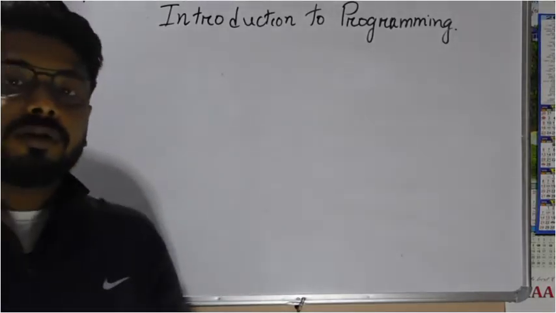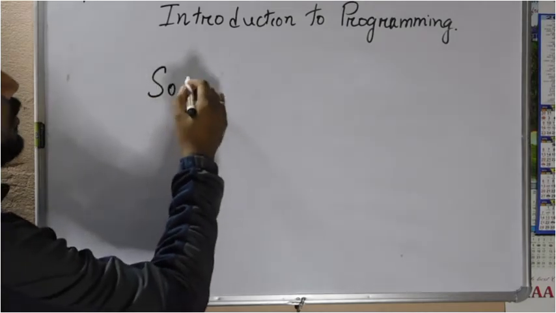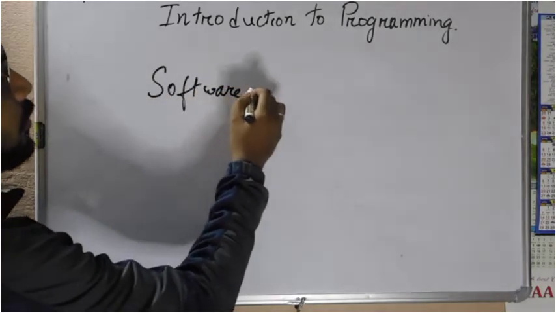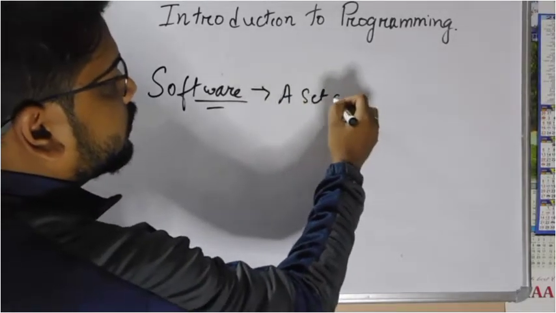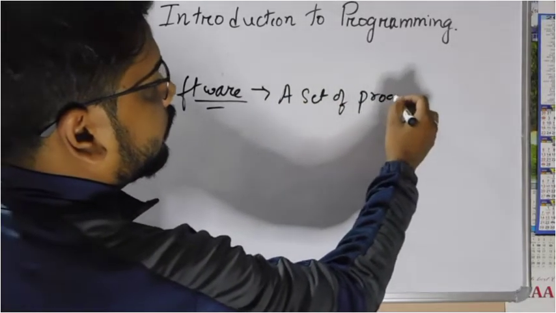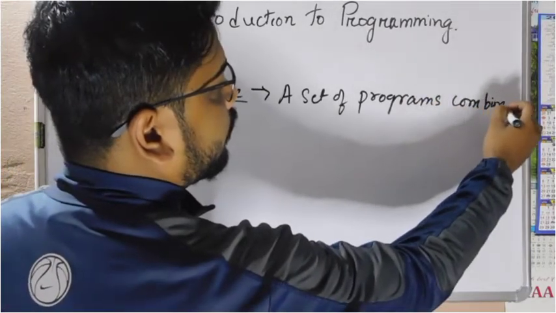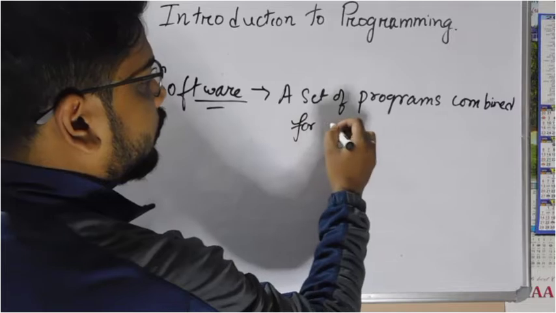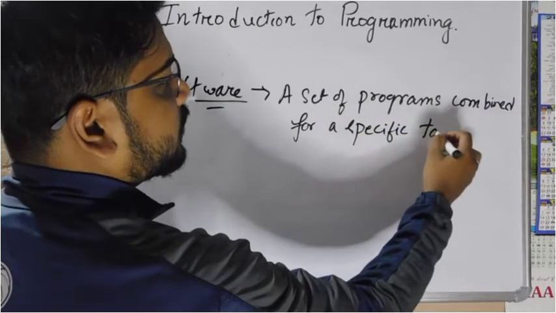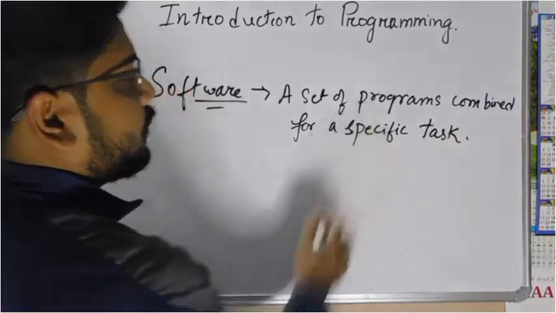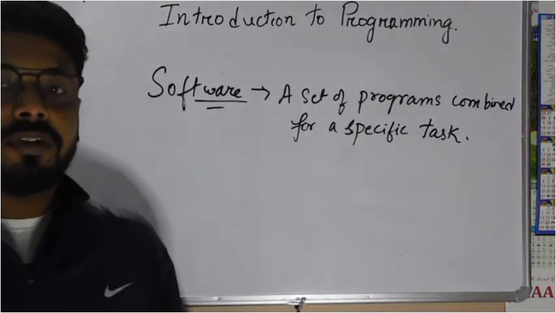Whenever we talk about softwares, to introduce software, what is it? A set of programs combined for a specific task. So a software is the set of programs combined to do a specific task.